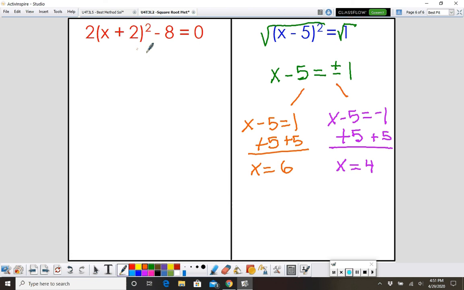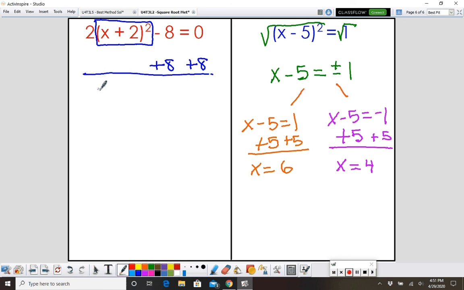All right, the reason I wanted to save this one till the end is this one doesn't have just the squared value on one side. So we're going to have to do a little bit of work before we're ready to take our square roots. Because before we can take our square roots, this has to be the only thing on this side. So the first thing I'm going to do, just like any equation that I saw, I have to move this 8 over to the other side. Remember, we always undo addition and subtraction first.